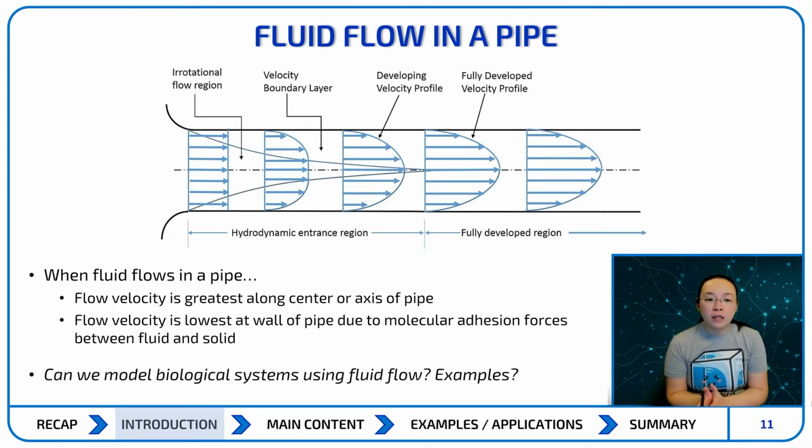All of your fluid is funneled into your channel, and then eventually it reaches a fully developed velocity profile, which is what I showed before. Just as we expected with the diagram previously, when fluid flows in a pipe, you'll notice that the flow velocity is the greatest along the central axis of the pipe, and the fluid flow is the slowest and the lowest at the wall of the pipe. And why? The particular force that causes this is called molecular adhesion forces between a fluid and a solid. So just remember what kind of forces are going to cause any slowing down of fluid.